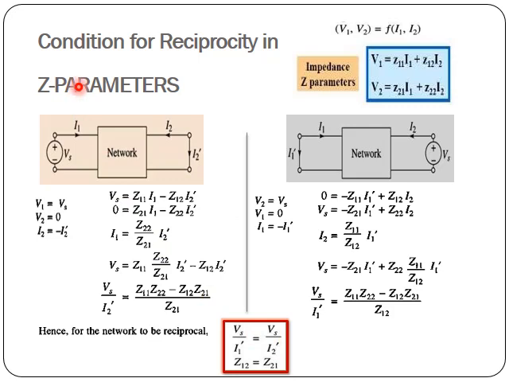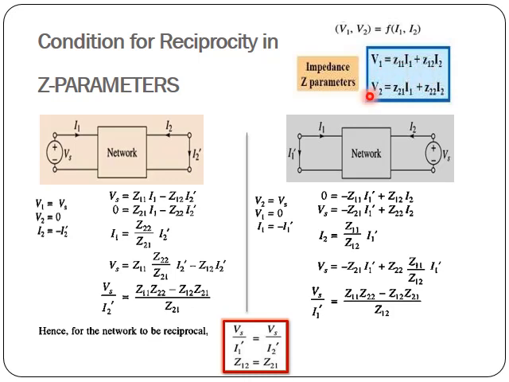Now we will look at the condition for reciprocity in Z parameters. Z parameters, or the impedance parameters, are given by these two equations, where V1 and V2 are dependent quantities and I1 and I2 are independent variables. As you can see in this network, V1 is equal to the source voltage Vs and V2 is 0 as it is short circuited, and I2 will be equal to minus I2 dash.